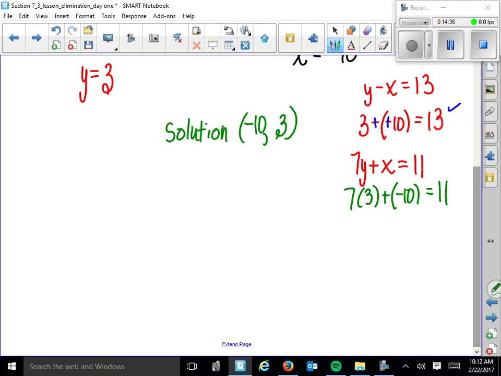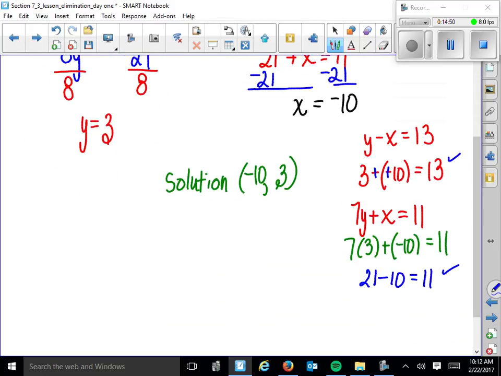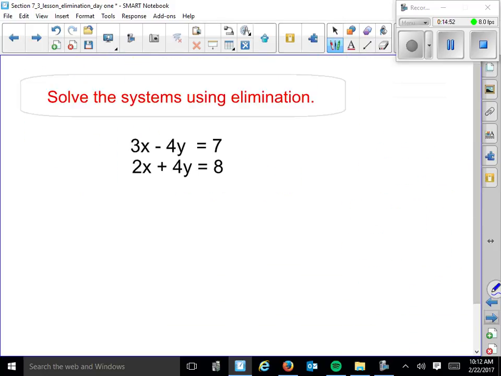That's going to be 21. 21 minus 10, does that equal 11? Sure enough, it does. Okay, again, now I feel really confident. I know with 100% certainty that my solution is correct.